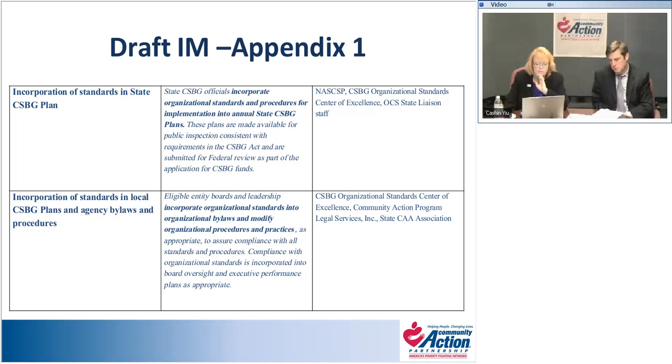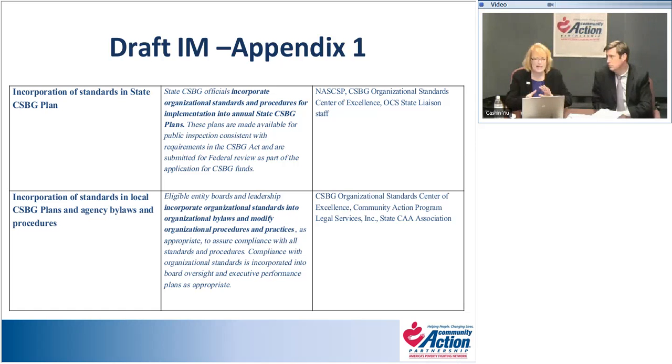Now, this next piece is about incorporating standards into local CSBG work plans, agency bylaws, and procedures. We may have some thoughts about whether or not standards belong necessarily in agency bylaws, at least from a TA provider perspective. We'll be providing some of that comment and feedback. But I think what this really tells us is that boards and agencies need to be paying attention to their governance documents. If the bylaws are the board's roadmap in terms of the rules and regulations they need to follow, we need to make sure bylaws are not in conflict with them. And we look at bylaws a lot, and there can be some really odd clauses here and there.